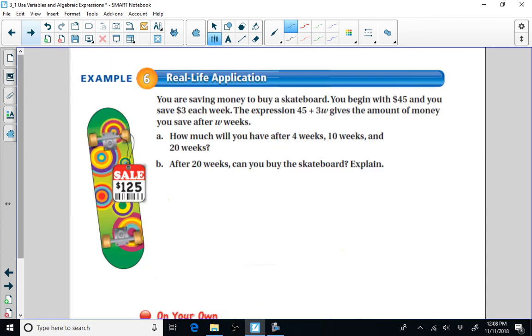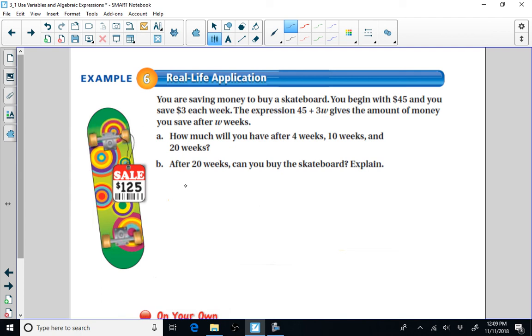Well, let's finish up here. Real life application. You're saving money to buy a skateboard. You begin with $45 and you save $3 each week. The expression 45 plus 3 times W gives the amount of money you save after W weeks. For part A, how much will you have after 4 weeks, 10 weeks, and 20 weeks? So you want to set up a little table situation here.